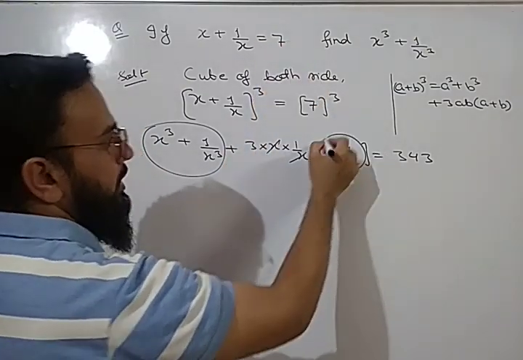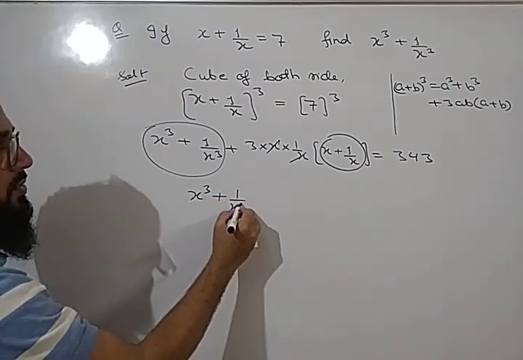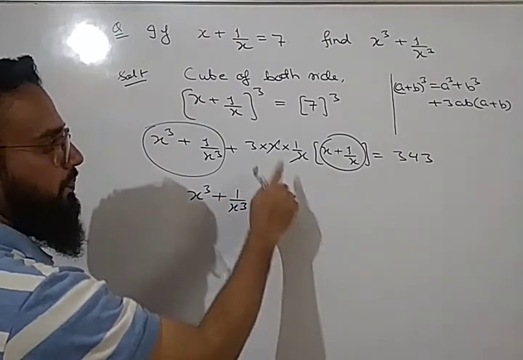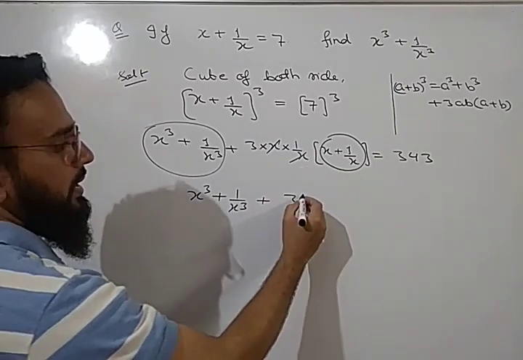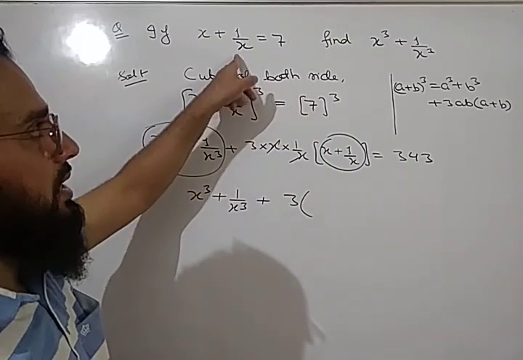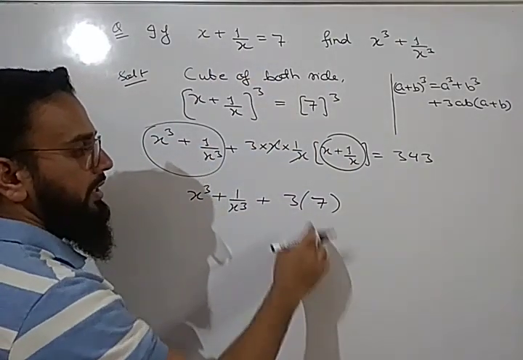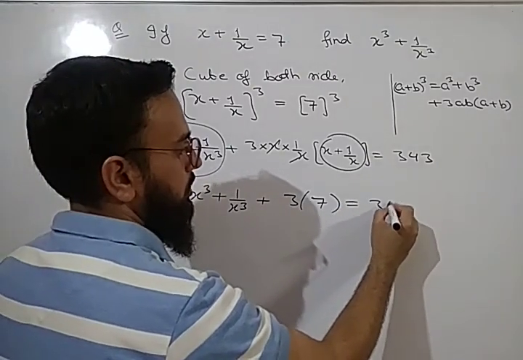So we will put the value of x plus 1 upon x. So we will get x cube plus 1 upon x cube plus 3. This term is cancelled, only 1 is remaining, and in bracket x plus 1 upon x, and the value of x plus 1 upon x is 7. So put the value here, it is into 7. 3 into 7, it will be equal to 343.